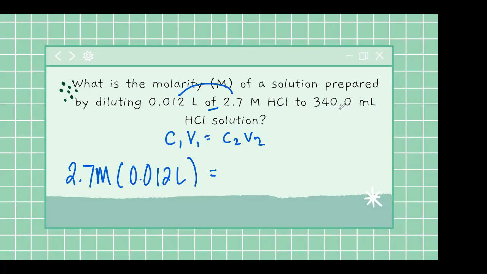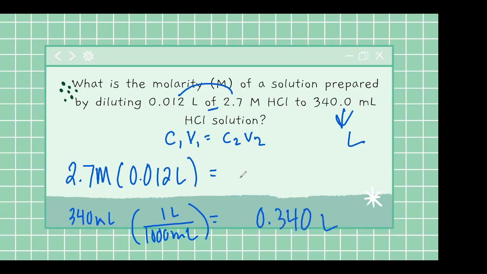And this is what I meant by be consistent. Either we can change this into liters or we can change this into milliliters, but it doesn't matter which one as long as they're consistent. So let's just change this milliliters into liters. So 340 divided by 1000, right? So 340 milliliters, 1000 milliliters, just in case. Divide that by 1000, 0.340 liters is XM.